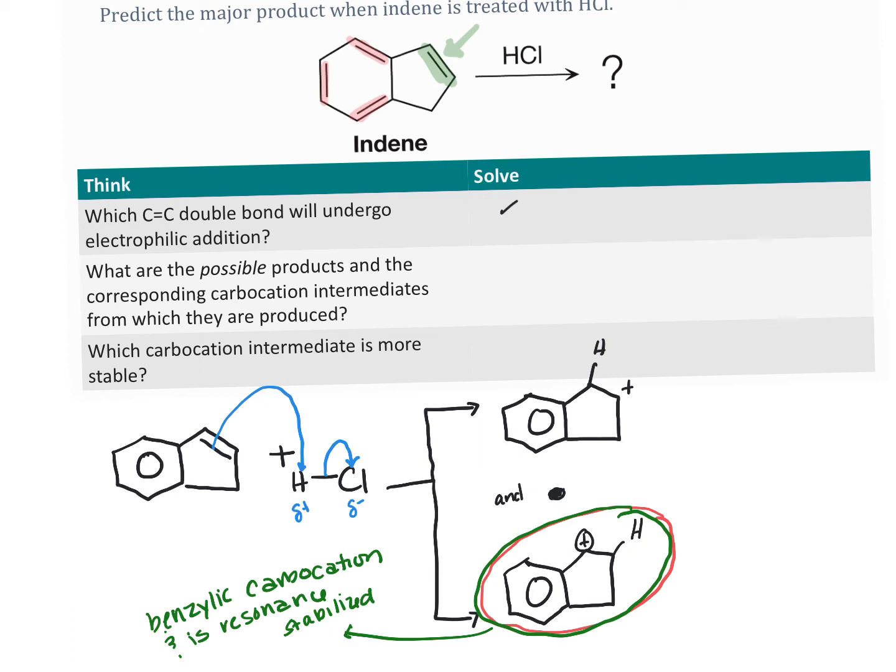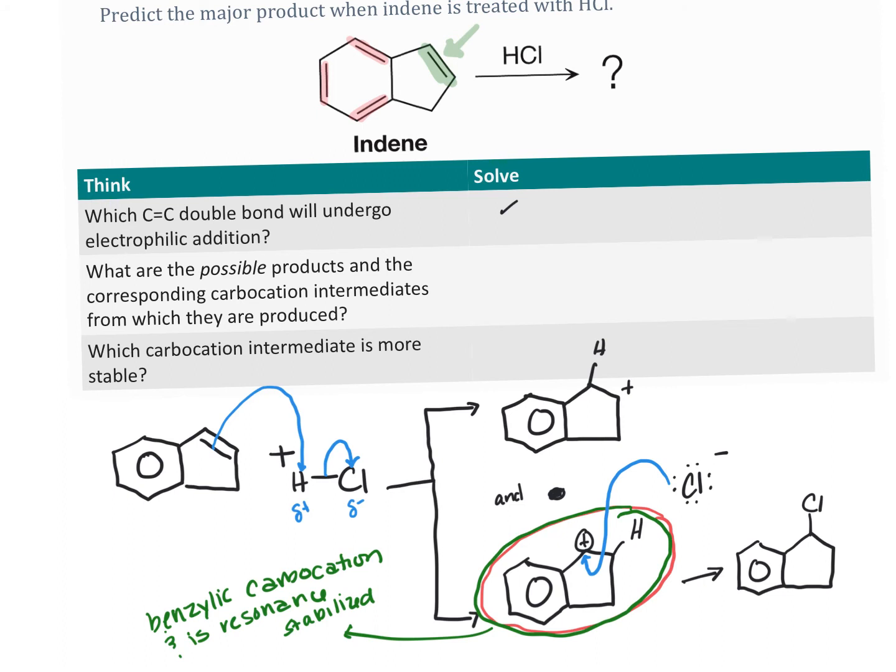form faster. And so the chlorine is going to come in and attack that carbocation intermediate. And the major product that's going to form is going to be that guy right there, right? So that's our major product.